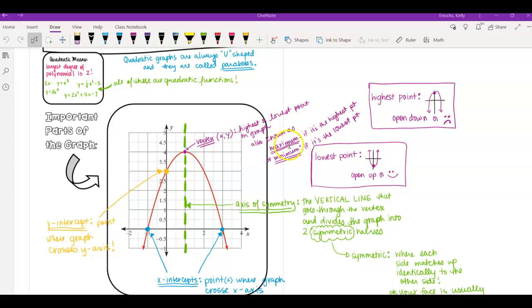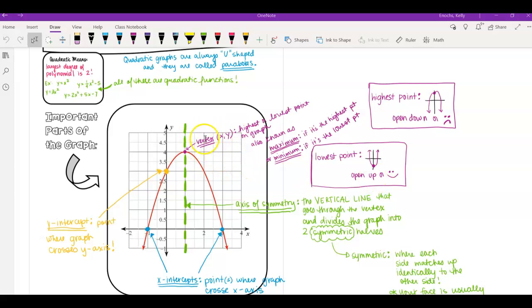down. So if we have a maximum, then that means the highest point is at the top, which means we know our U shape is open down, or it's a little sad. It looks like a little sad face. If it's a minimum that our vertex is, then that's going to be the lowest point, and our graph's going to be open up, or it's going to be happy. It's going to look like a little happy face.